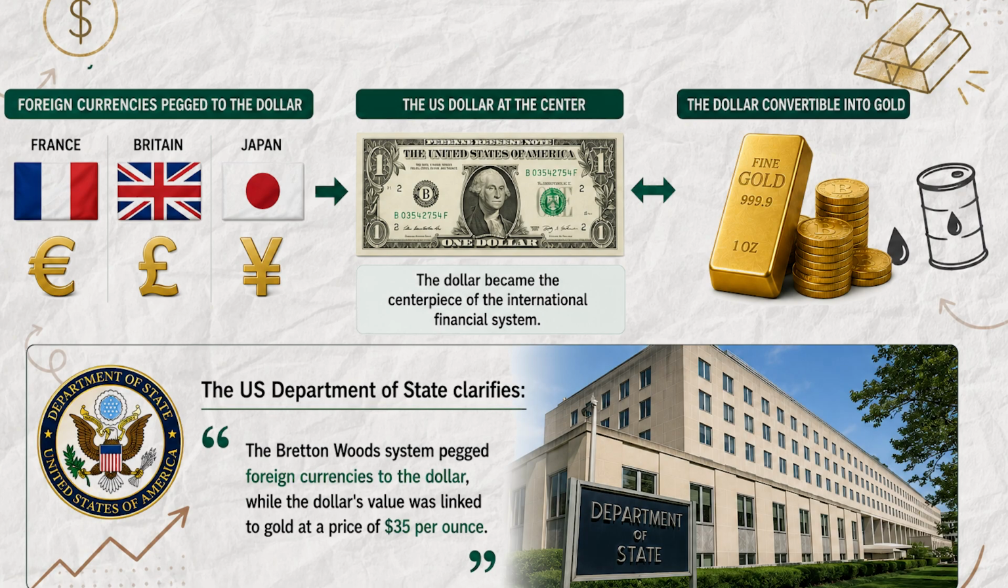The U.S. Department of State clarifies that the Bretton Woods system pegged foreign currencies to the dollar, while the dollar's value was linked to gold at a price of $35 per ounce.